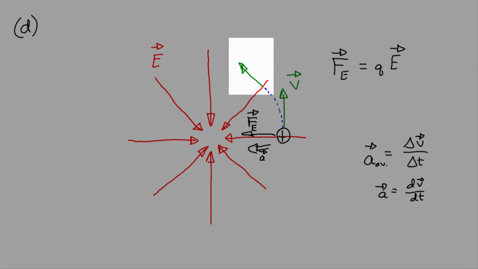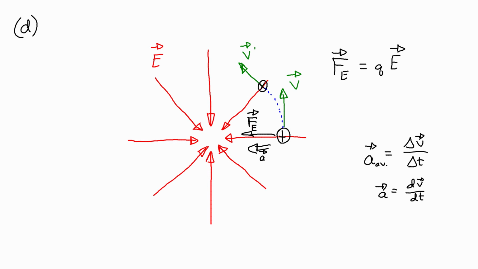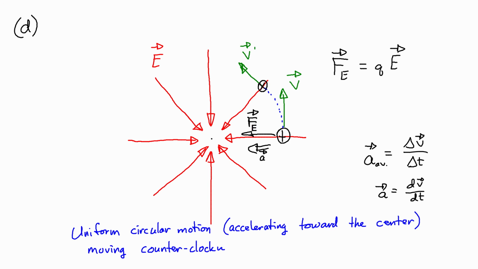So by the time the particle reaches this position, the velocity will have changed. I can call that v prime. Now, the velocity is up and to the left at this point instead of just being straight up, because all the way along, this particle has been accelerating in the direction of the electric field, which is towards the center. Now, you may remember that acceleration towards the center is centripetal acceleration, and this is actually a way of getting uniform circular motion from an electric field.